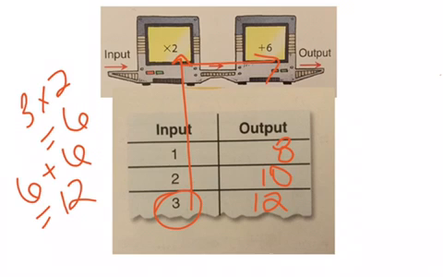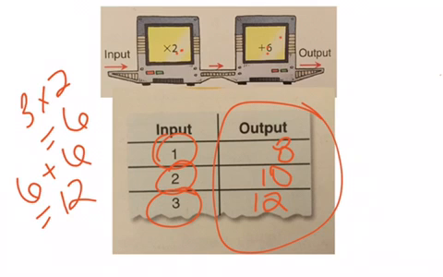Now, it's really important when we're looking at input and output tables that we understand that there's more than one relationship happening here. So really our rule is start at 1, multiply it by 2 and add 6, and then increase by 1, multiply it by 2, add 6. Increase by 1, multiply it by 2, add 6. But if we were to just look at this column, we would think our rule was something like add 2 each time, because the difference between 8 and 10 is 2, and 10 and 12 is 2.